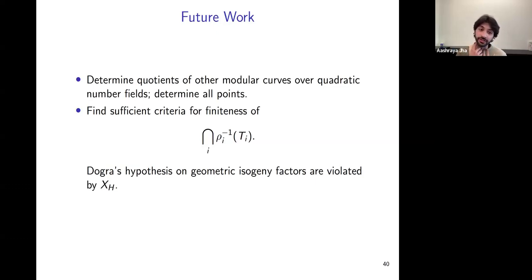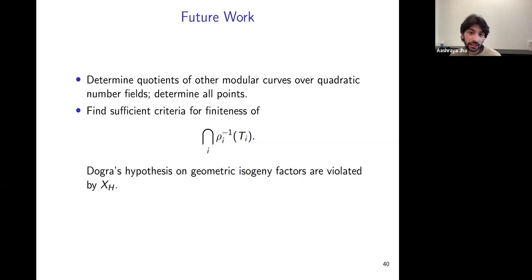What do I want to do in the future? I think one interesting thing would be to go curve shopping to find other curves which are quotients of modular curves over number fields. Because what this method helped us do is trade genus for degree. We managed to get a lower genus curve, even though the degree was higher. But now we have a method to combat the degree.